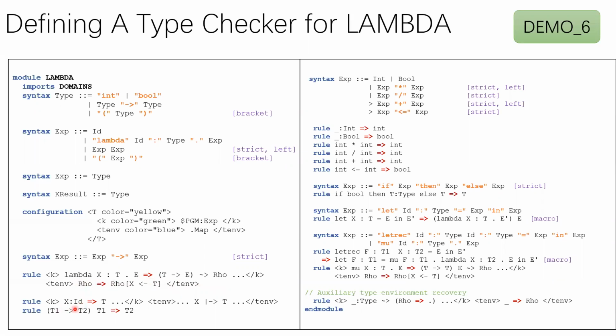And whenever we see an ID, we look up its type in the type environment. For application, we require that the function type and the argument type match, so the T1 and the T1 here must be the same type, and the result is T2. For arithmetic operations, we will rewrite integers to the type int, Boolean values to the type bool, and arithmetic expressions to their types. Very straightforward.